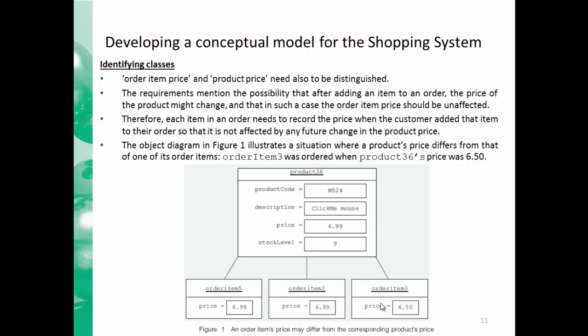In this slide, a small issue is discussed of how to distinguish between the order price of the item and the product original price for that item. In the requirements, it says that from time to time, the order item price can change. In this case, you may sell the item with two different prices at two different times. And that's represented in the object diagram given here. You find that order item 3, the product 36, is sold for 6.5, whereas in other order items it sells for 6.99.